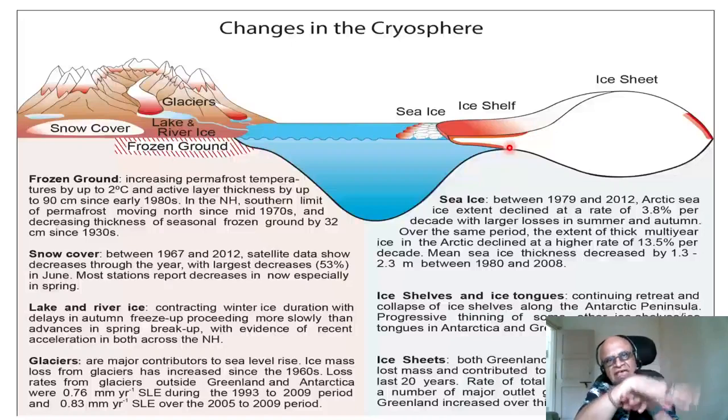The ice shelf is hanging out and is moving up and down. As long as it's not moving too far up and down, it can stay intact, but it can break off when you get strong storms or waves and tides and so on. Okay, ice sheets, both Greenland and Antarctic ice sheets, lost mass and contributed to sea level change over the last 20 years. The rate of total loss and discharge from a number of major outlet glaciers in Antarctica and Greenland increased over this period we are looking at, from 1979 or so to 2012 or so, right?